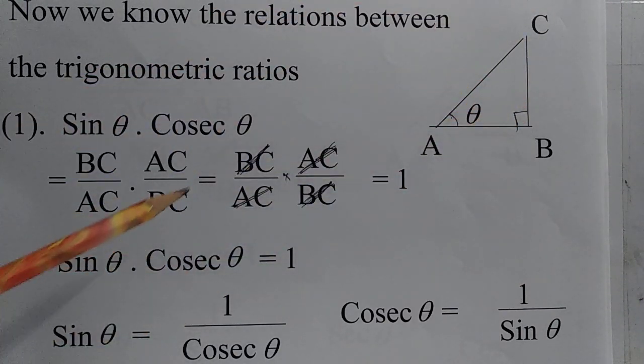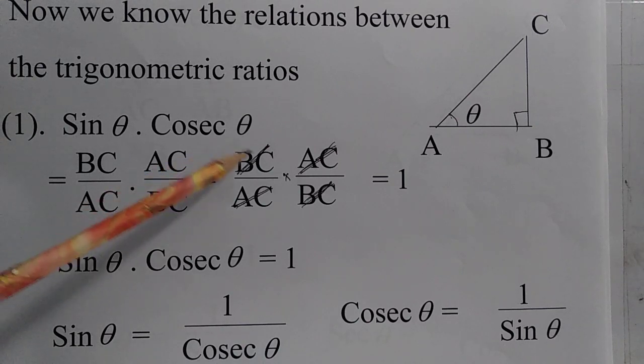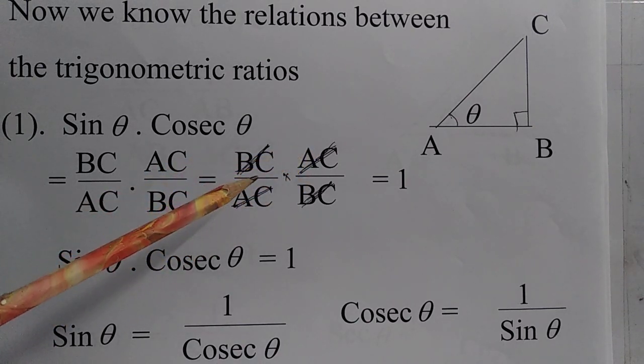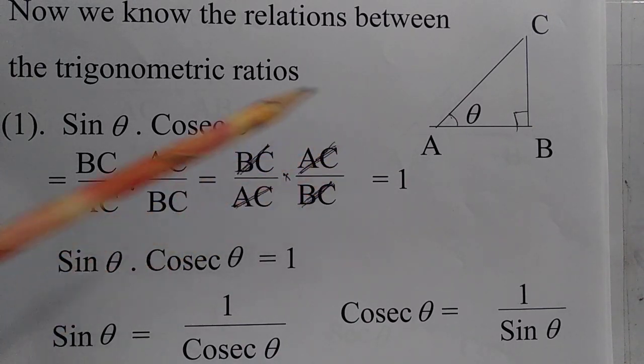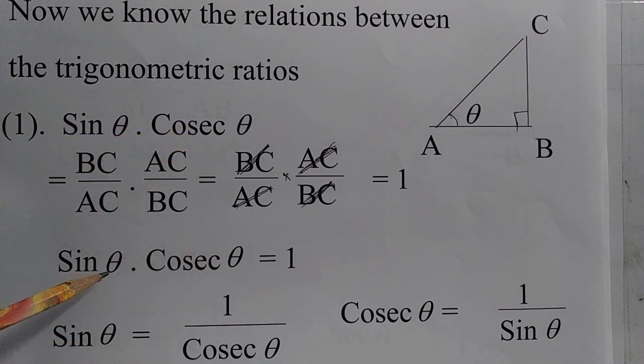So sin theta into cosecant theta equal to BC by AC into AC by BC. BC gets cancelled and AC gets cancelled. We got 1. So sin theta into cosecant theta equal to 1. From this we write sin theta equal to 1 by cosecant theta. Cosecant theta equal to 1 by sin theta. Note down this.